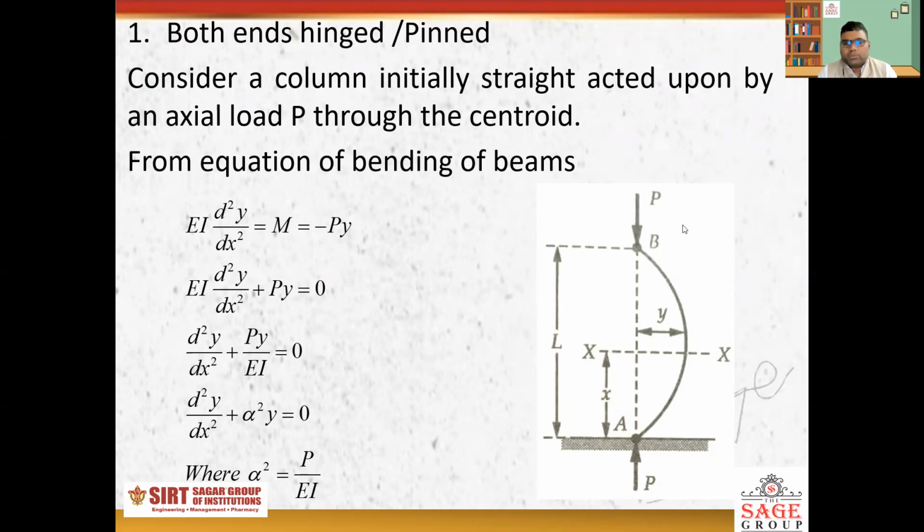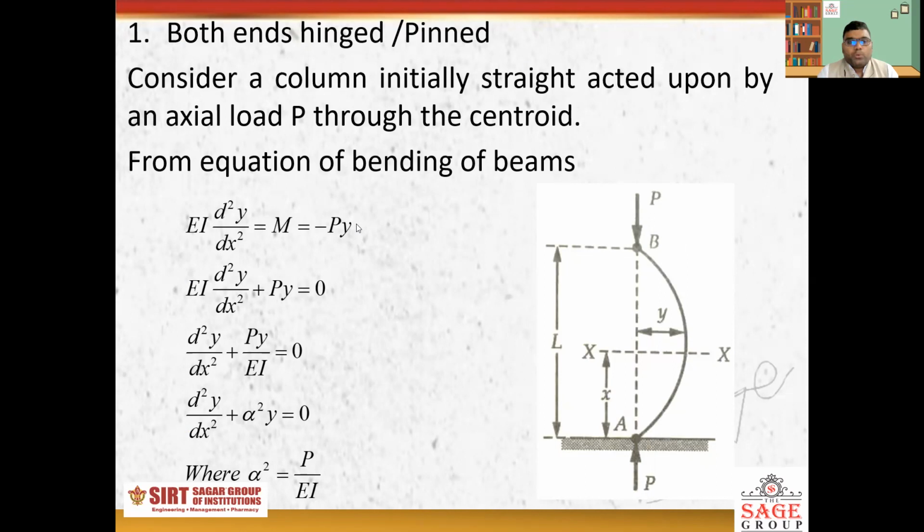Let's see this diagram. Initially, this was a straight column. When we applied the load P upward, it buckles like this, and this is called the elastic curve. We can take a section xx at a distance x from the bottom end, and the deflection of this elastic curve at this section is y.